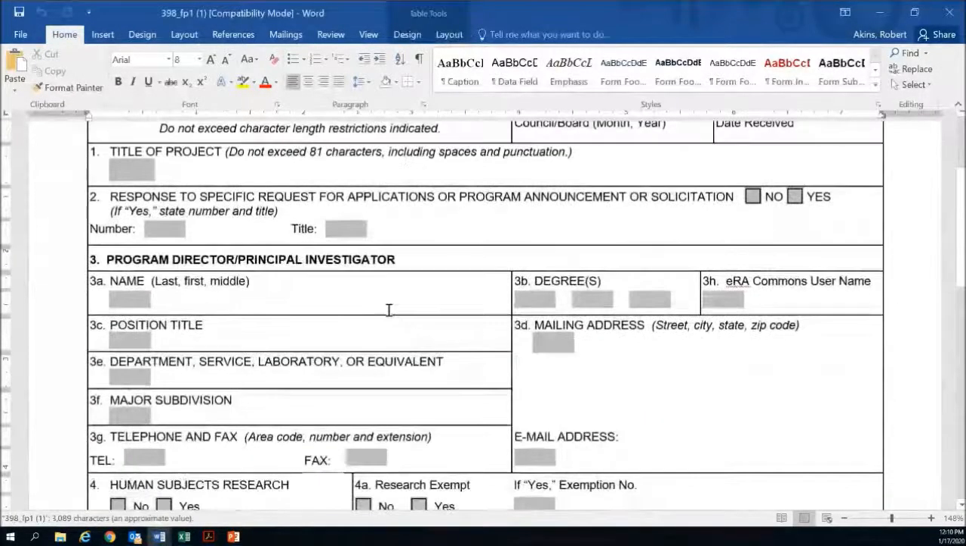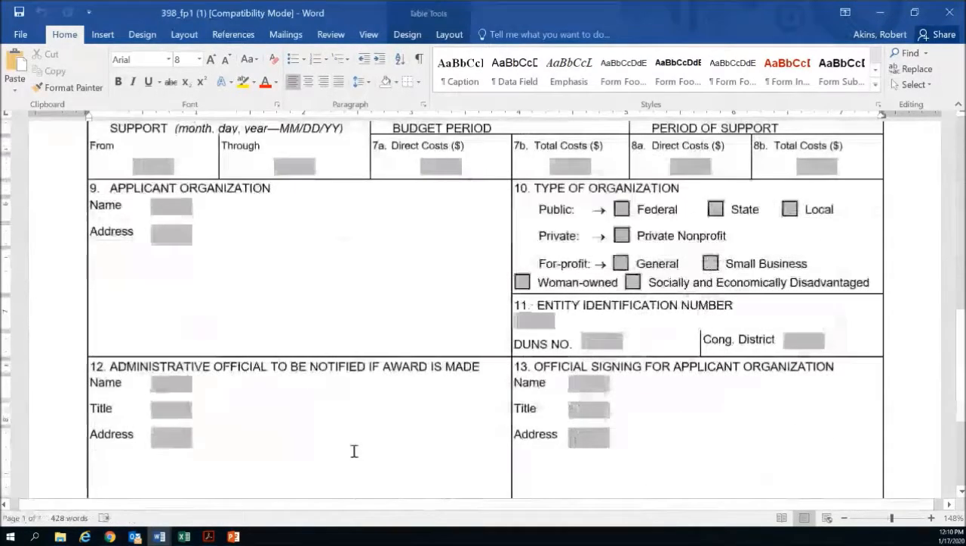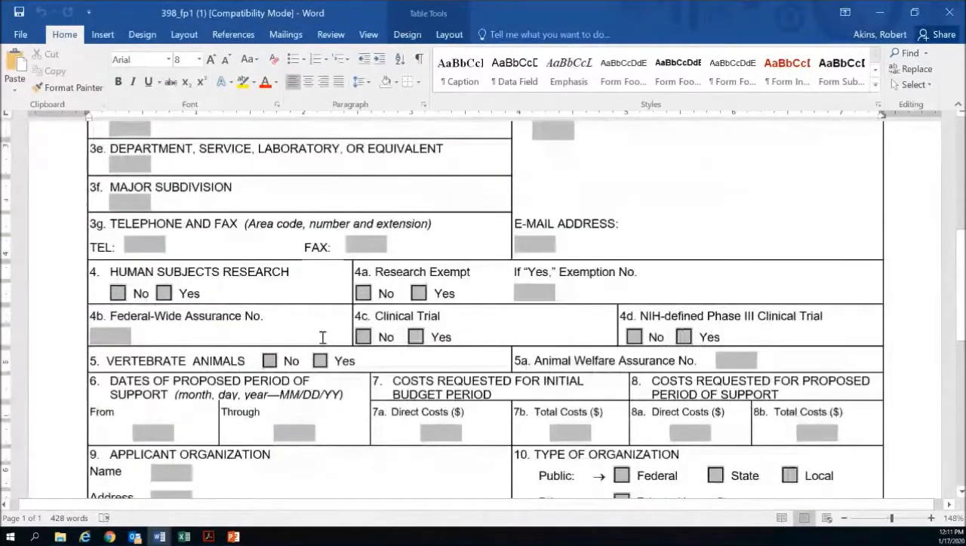All right, so this is directly the same thing that you would see in an NIH grant. The way you fill it out for NIH now is a little bit different, but one of the things you need to be aware of almost immediately is whether or not you're doing human subjects research, right? Because you're going to be asked about that.